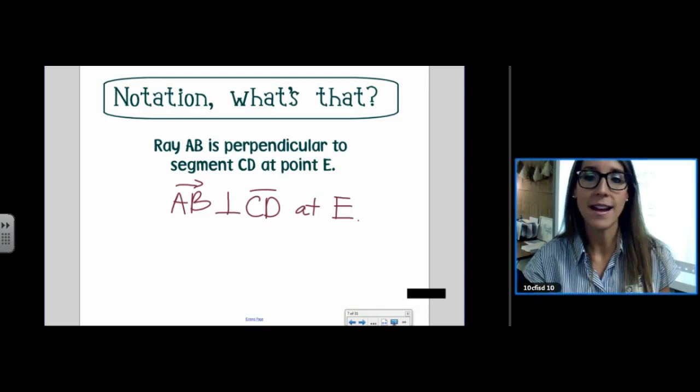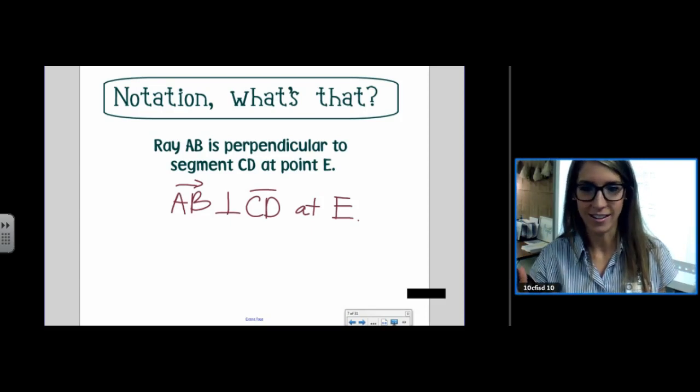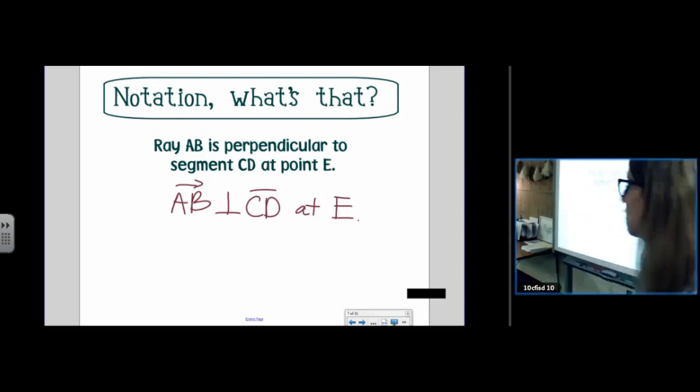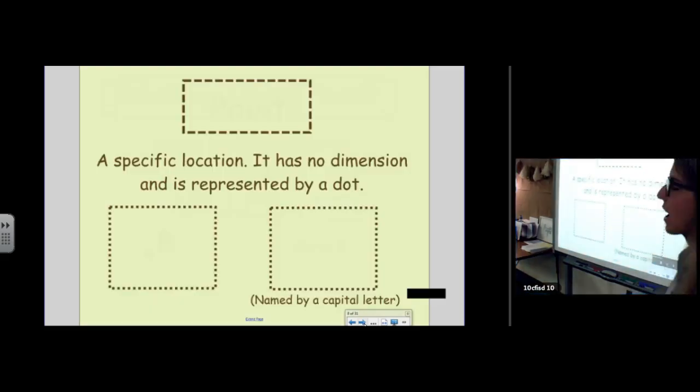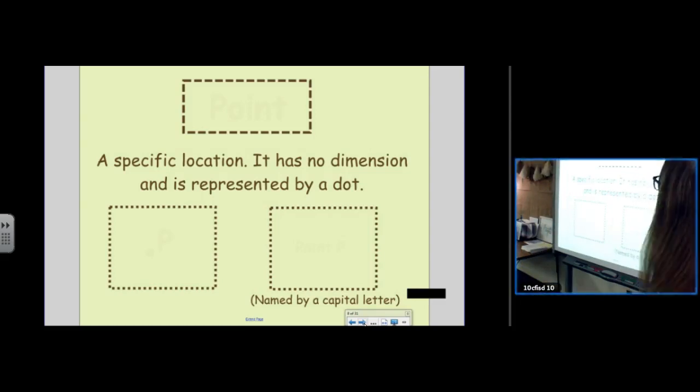So that's what we're going to talk about now, the agreed upon notation, so we can be lazy and literally never write the word perpendicular ever again. Good? Good. Let's go over it. Let's go over the notation for every word on our vocab sheet. All right. So the first word is point.